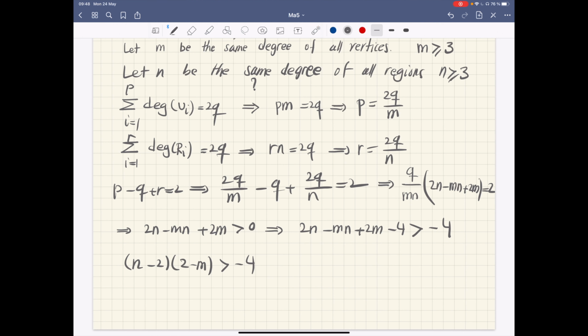Now the final step is to multiply both sides by a negative sign. I keep the first factor the same. I multiply the negative sign here. Then it becomes m minus 2. And because I am multiplying by a negative sign, I have to change the sign, and the right-hand side becomes 4.